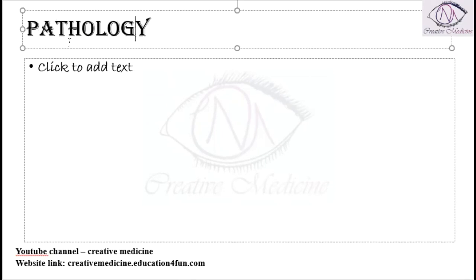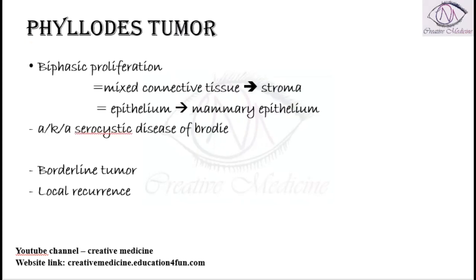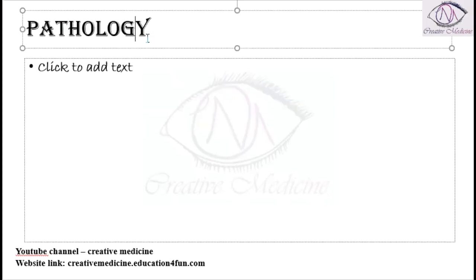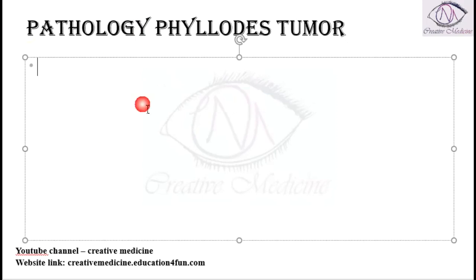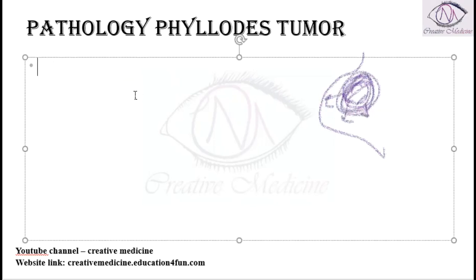Now, pathology of Phyllodes tumor. In the pathology of Phyllodes tumor, here the patient has a tumor in the breast, and this tumor is large enough that it compresses the adjacent breast tissue. So the tumor can easily be demarcated. It is sharply demarcated from the surrounding breast tissue.